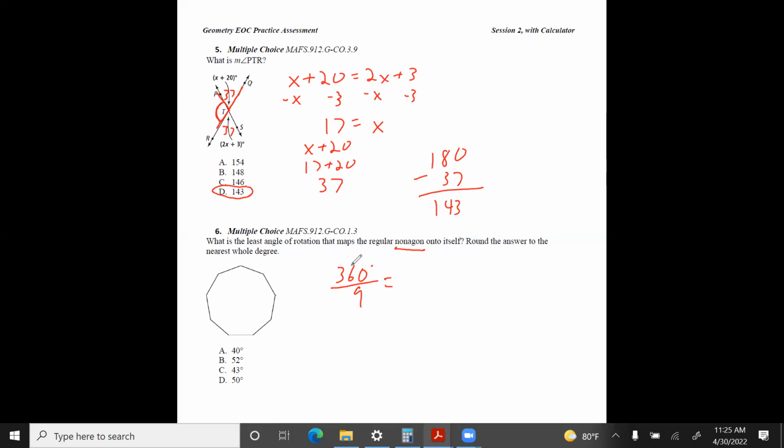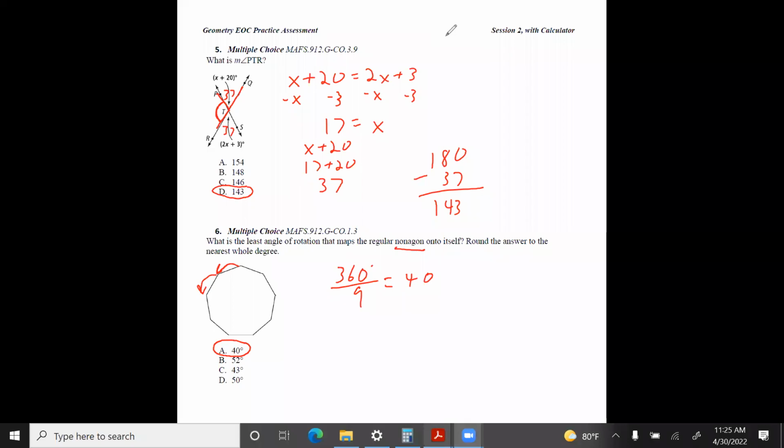And 360 divided by 9, well, 36 divided by 9 is 4. And then we have a 0. So it's a total of 40. That is our degree of rotation that will map this figure onto itself. So what that means is each one of these little rotations would be 40 degrees rotation. You could do it a total of 9 times to get all the way back around, which is a total of 360. So 40 is our answer.